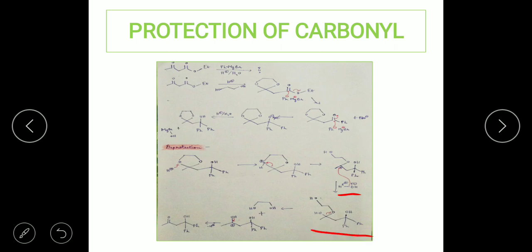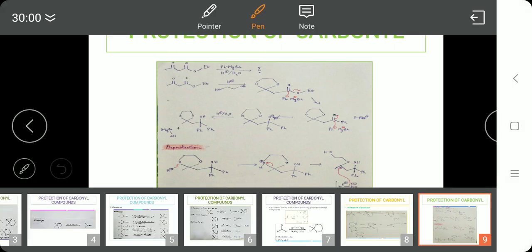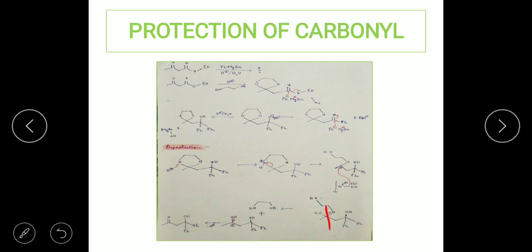Now the last step would be the cleavage of the bond between carbon and oxygen. The bond between the carbon and the oxygen is going to break, and there is going to be formation of ethylene glycol. That is nothing but 1,2-ethane diol being released. So that's how we are going to deprotect the carbonyl group and give back the protecting group.